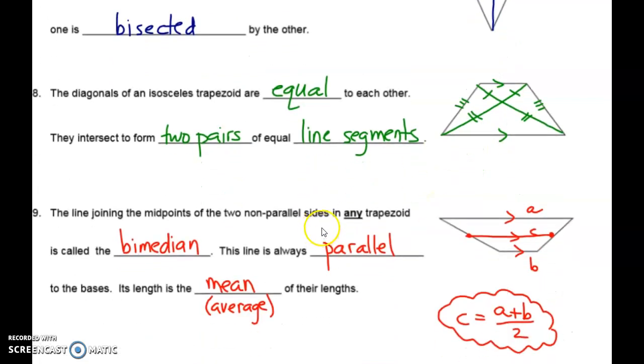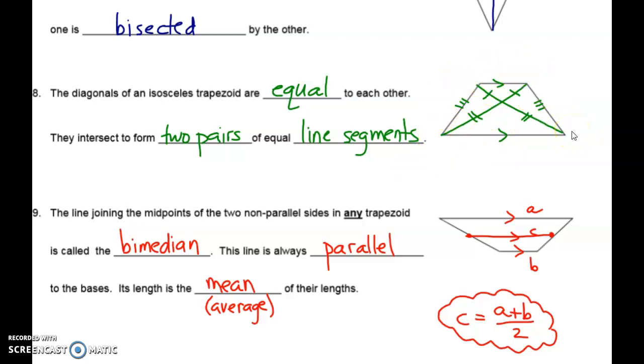An isosceles trapezoid. So what's an isosceles trapezoid first of all? Trapezoid means that one set of opposite sides are parallel to each other. The other two are not. For an isosceles trapezoid, my other two sides are equal in length.